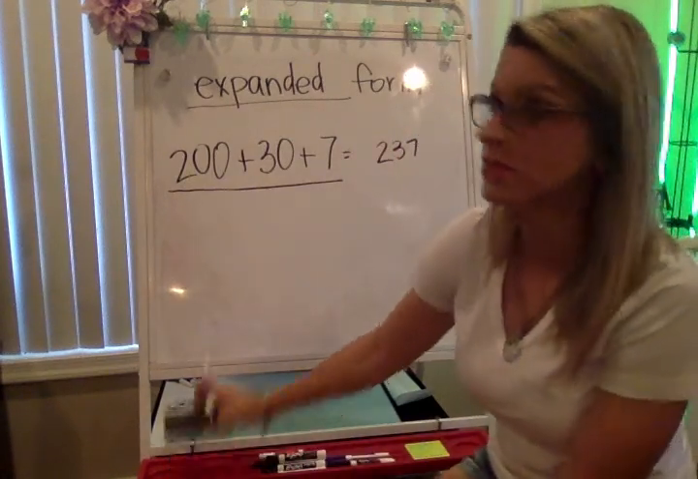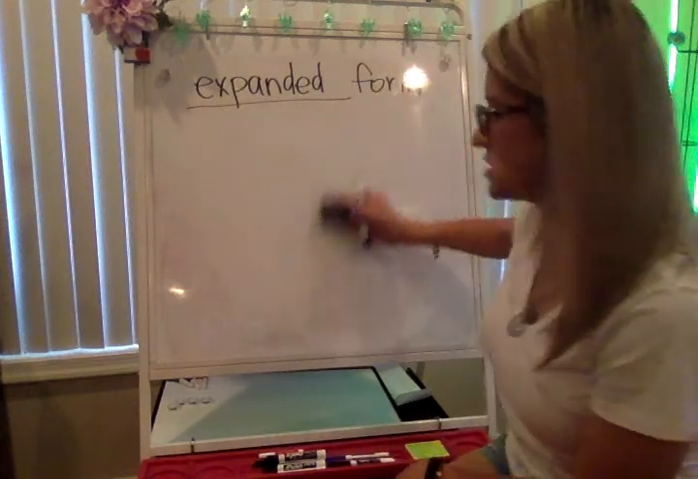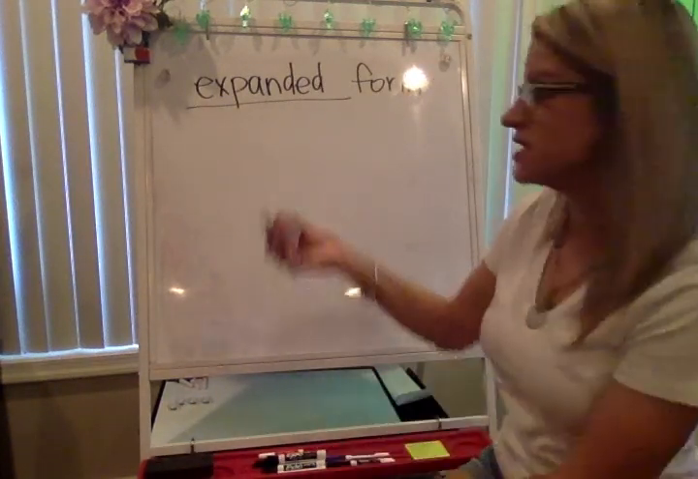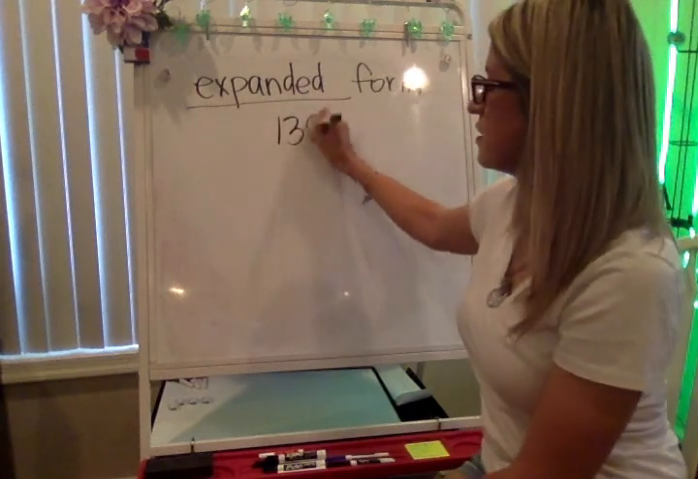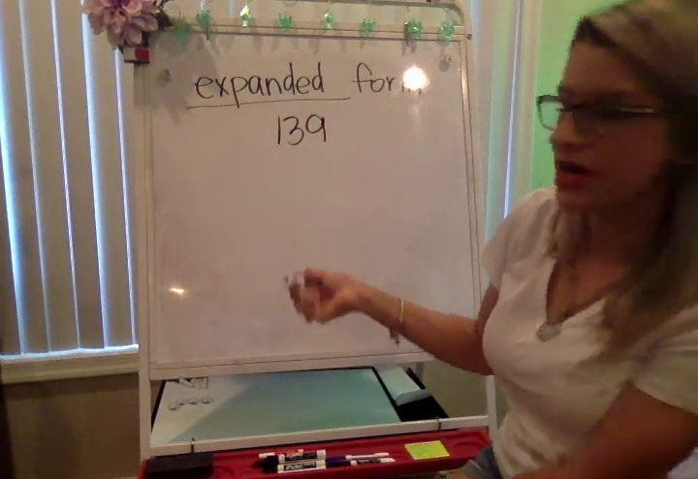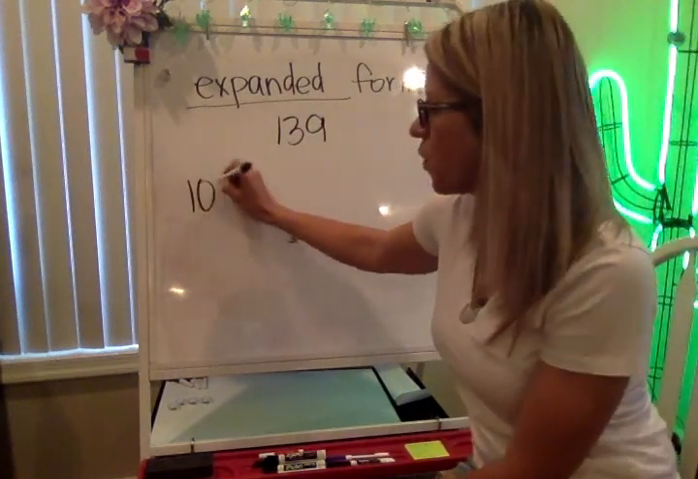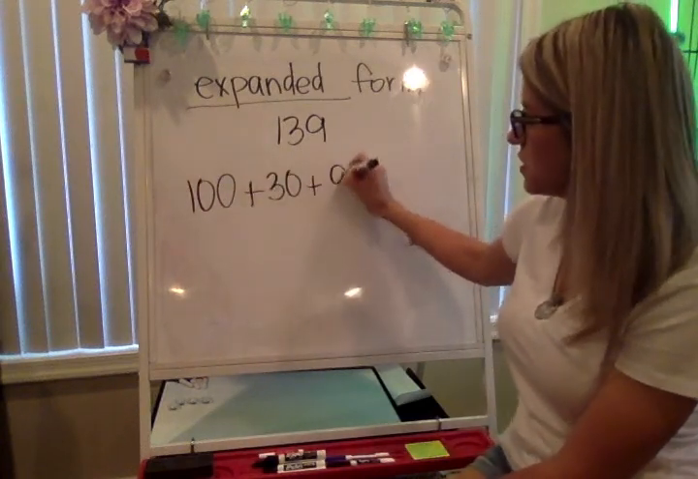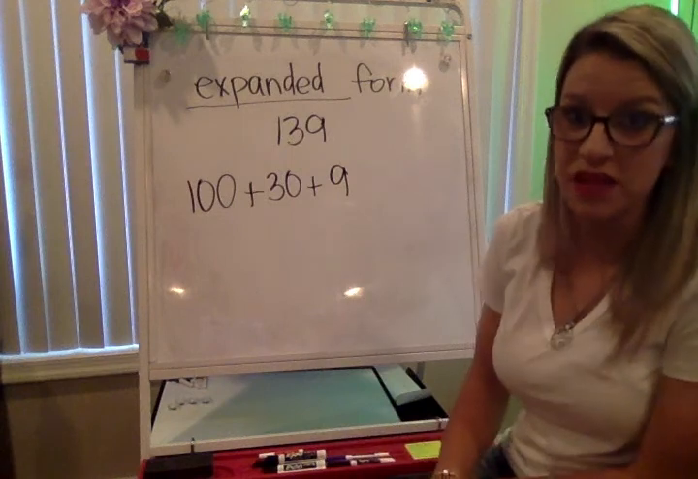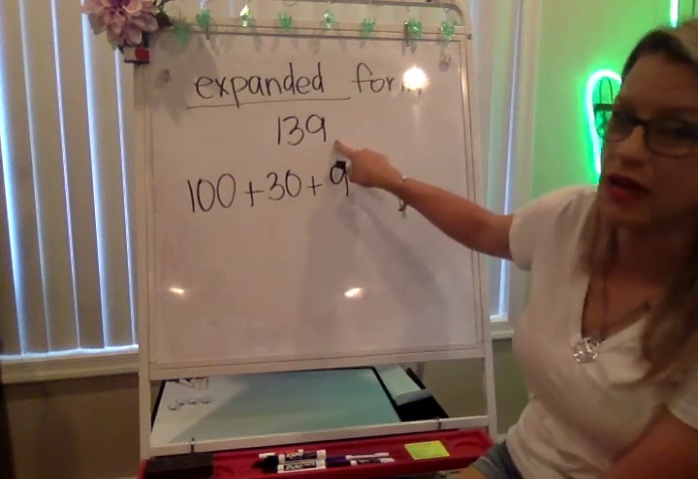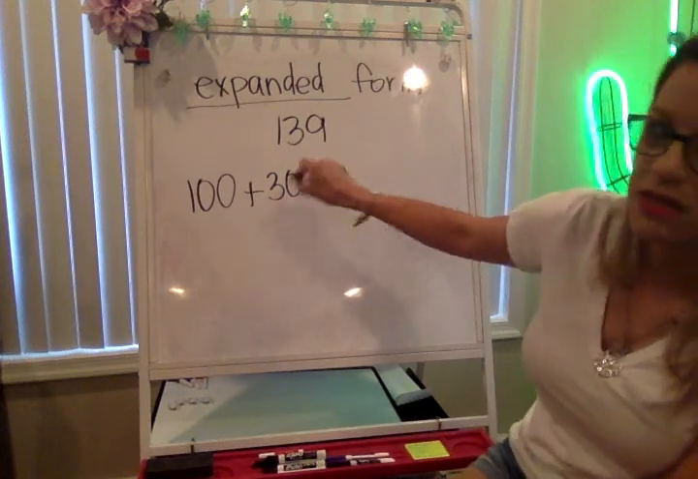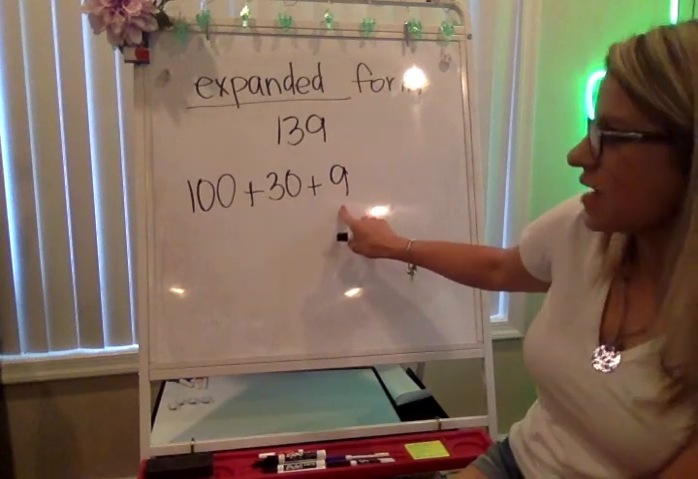Another example for expanded form, if I was told, show the expanded form of this number, 139. 139 would look like this. 100 plus 30 plus 9. That's the expanded form of 139. I'm separating out the hundreds, the tens, and the ones in that number.